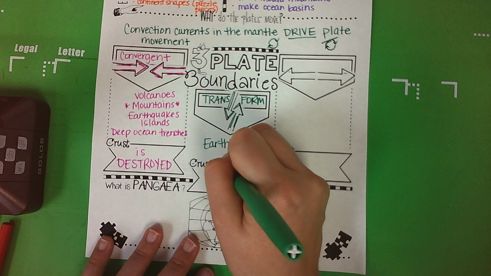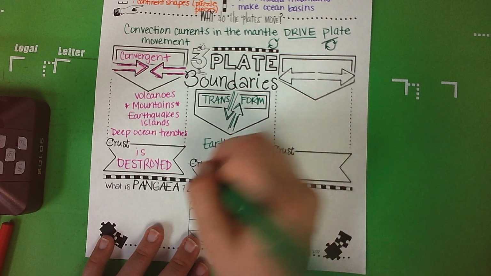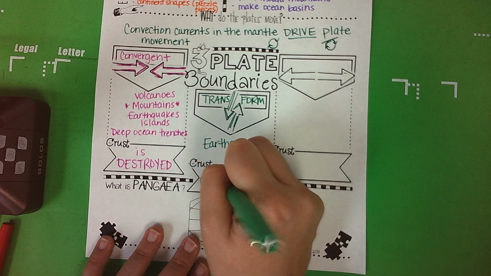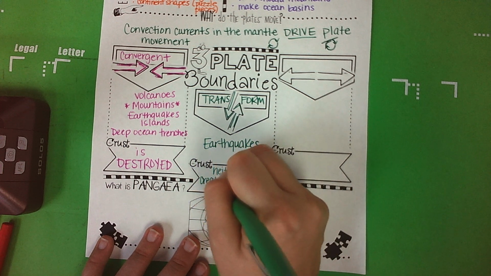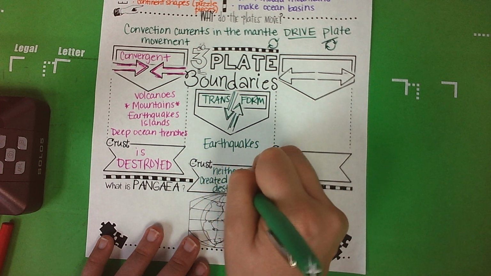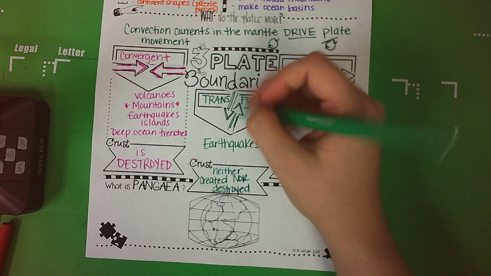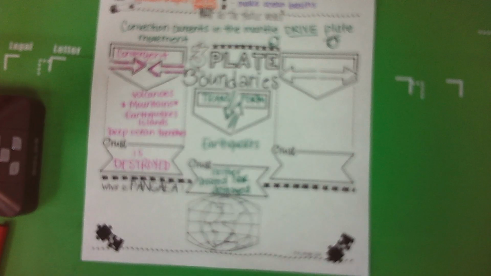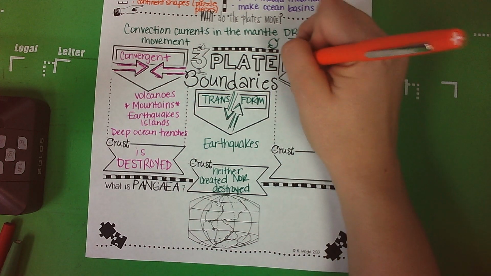Okay? Now the crust here, alright, can neither be created nor destroyed. Now, if you have an earthquake, yes, the crust could be changed. But at a transform boundary, you're not going to have any new land formed. Okay, new land is not going to form there.